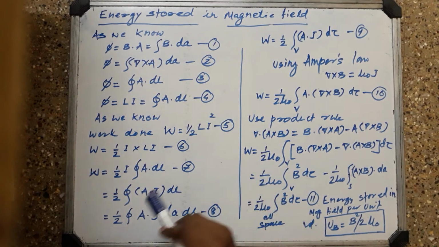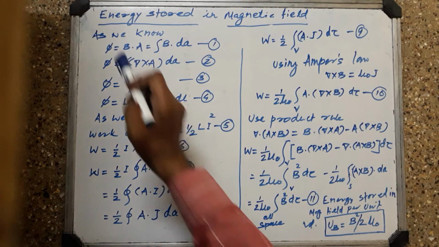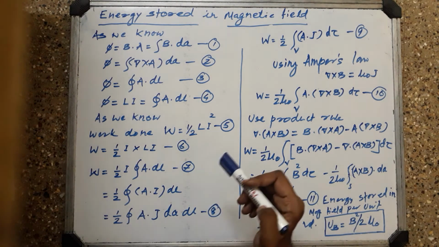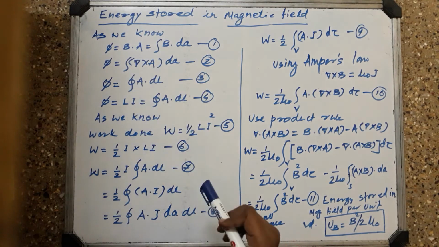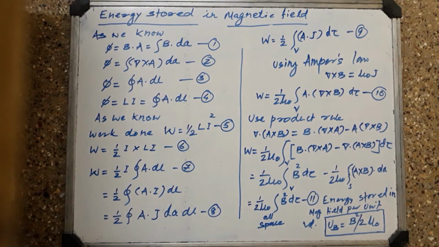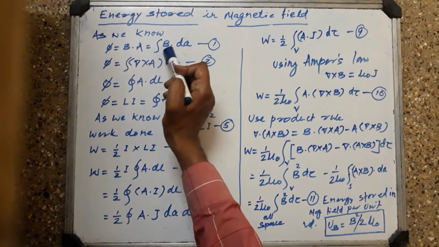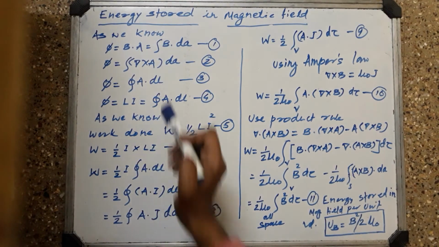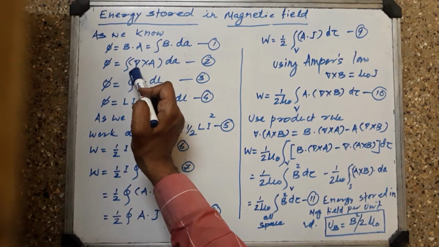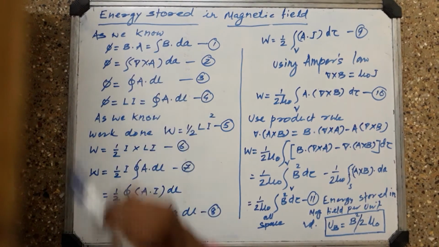Now I will discuss energy stored in magnetic field. As you know, magnetic flux linked with the coil by changing magnetic field is equal to integral of B dot dA. So I will write B equal to del cross A, where A is the magnetic vector potential. So we got phi equal to integral of del cross A dA.